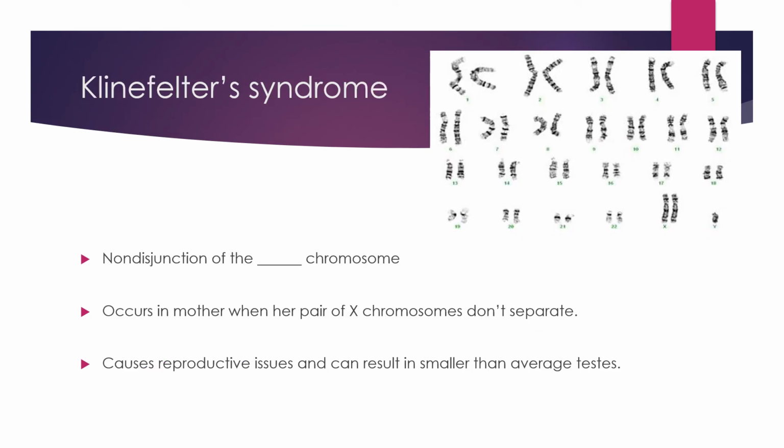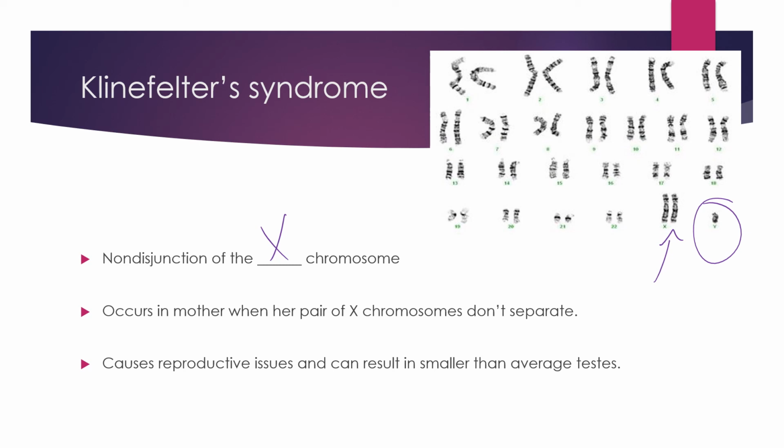All right, and the last one we're going to talk about is Klinefelter syndrome. In Klinefelter syndrome, this is a non-disjunction of the X chromosome. Here you can see there is an extra X chromosome, so you have 2 X's and also a Y. This occurs in the mother when her pair of X chromosomes don't separate into 2 different eggs. Instead, they're found inside the same egg, and so we end up with this extra copy.